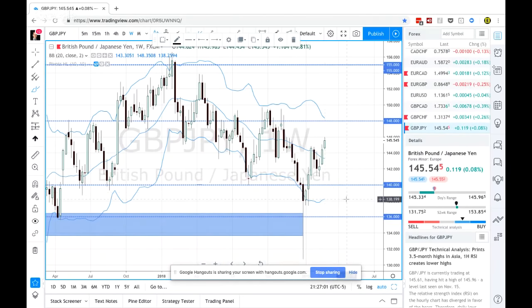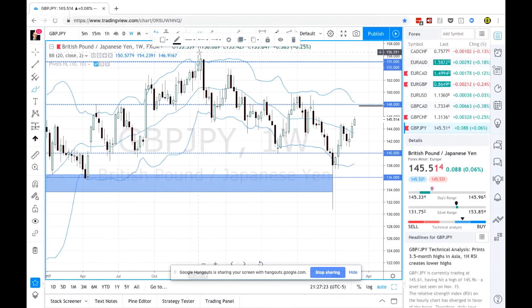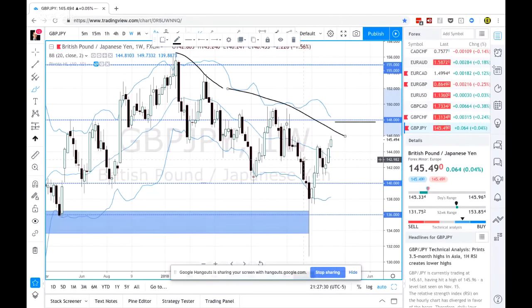GBPJPY is next. I was waiting for this pair to reach the 148 level over here. Not there yet, but we're close to it. So I still want to monitor the pair and watch it closely, because if you trade trend lines, which I don't, this would be your downtrend. It's messy, I know, but that's what it looks like for me. And then you look for your setup over here.